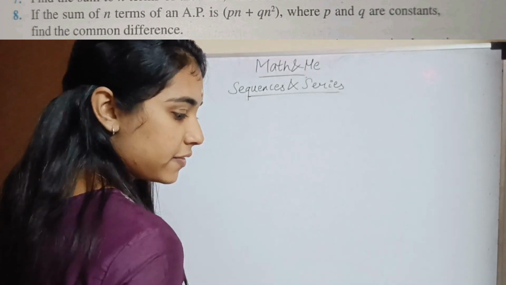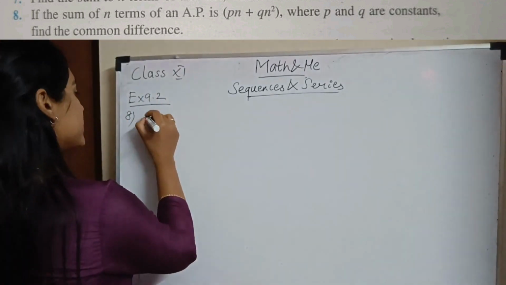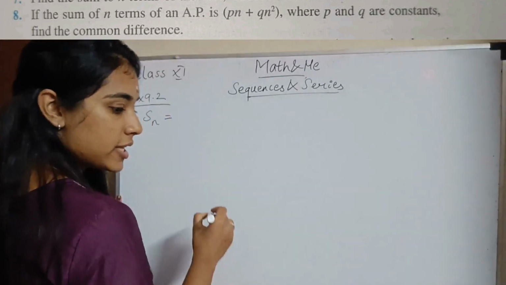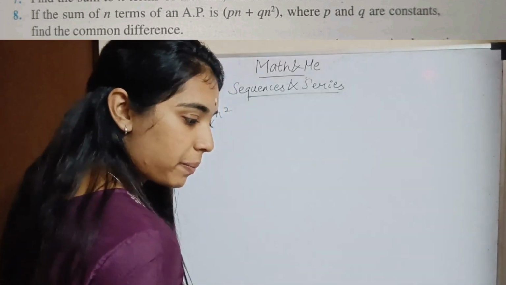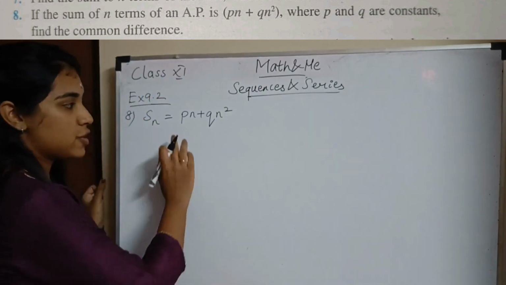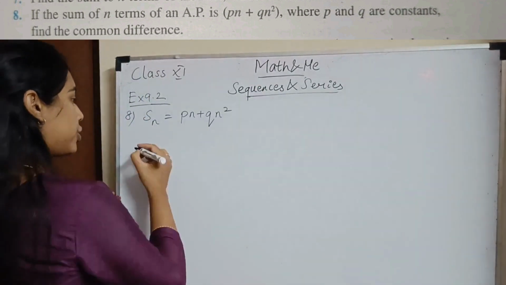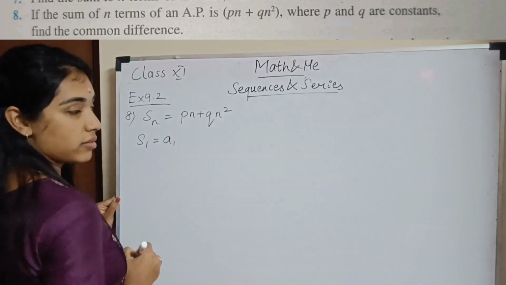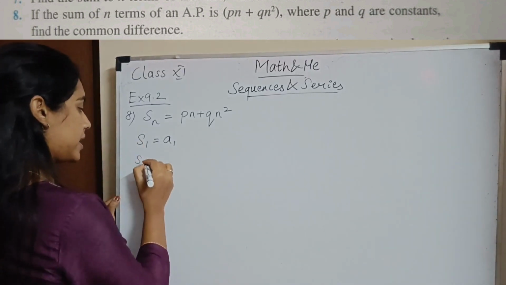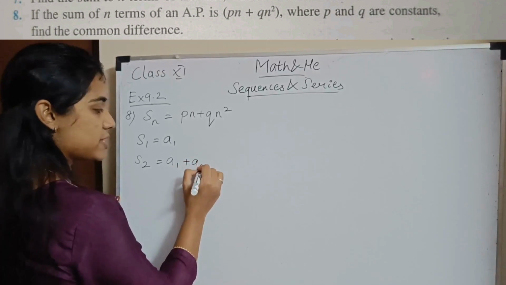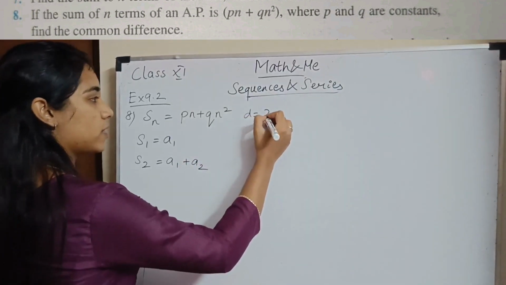Question number 8. If the sum of n terms of an AP is Pn plus Qn square, where P and Q are constants, find the common difference. We solved a very similar question in the example. So what do you know? S1 is a1. Sum of first term is the first term itself, S1. S2 is sum of the first two terms. So you need to know what the common difference is.